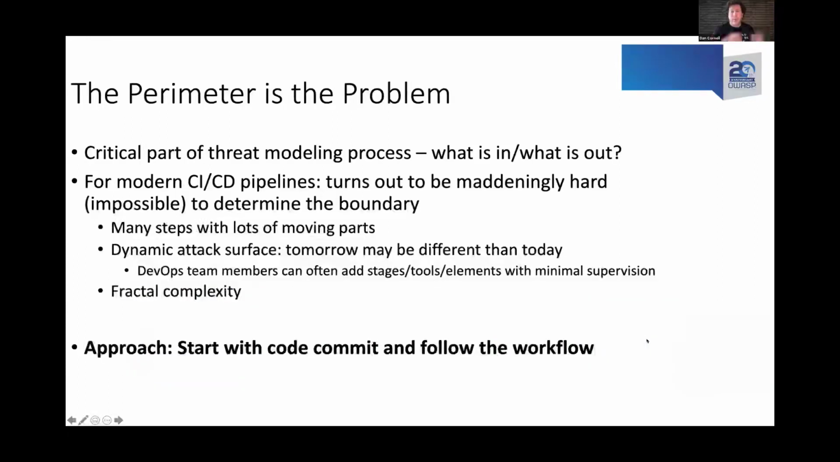Another challenge with modern tooling is that the perimeter is a nightmare, right? A critical part of the threat modeling process is to understand what's in scope and what's out of scope. For modern CI/CD pipelines that are using a lot of the cool tooling that's available, this turns out to be extremely difficult, often impossible, to find the boundary. There's a lot of steps, a lot of moving parts, and what it looks like today may not be what it looks like later, right?